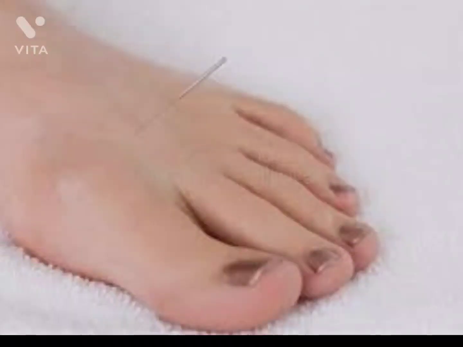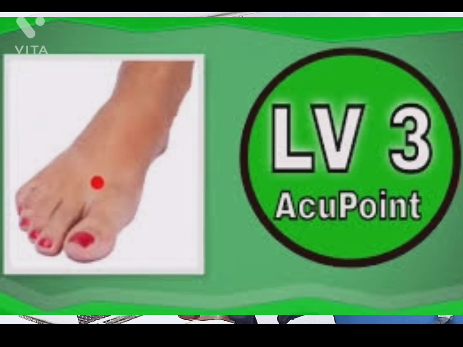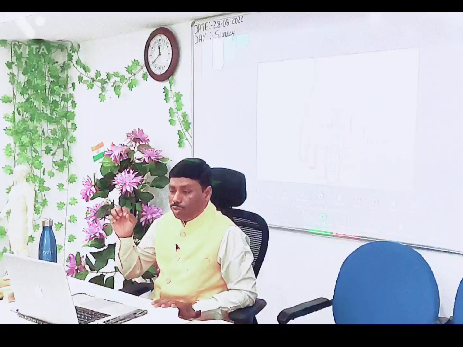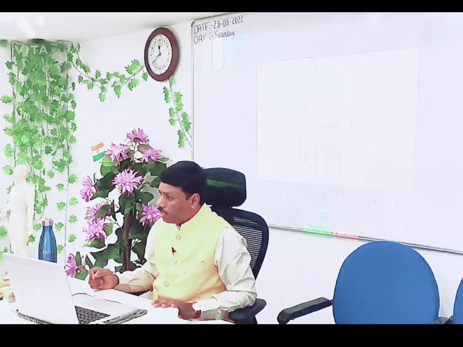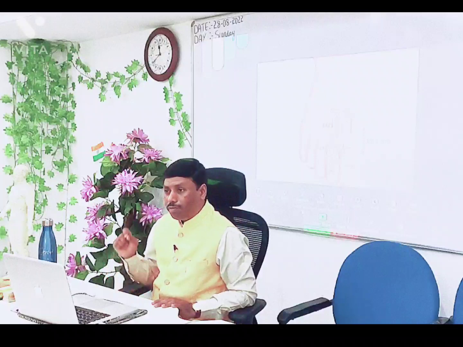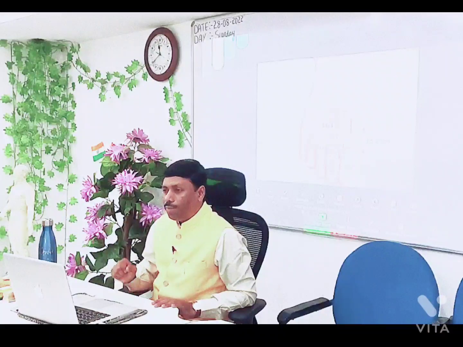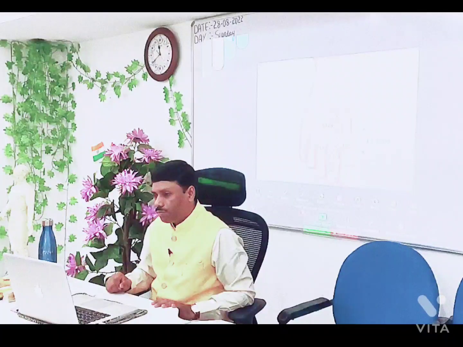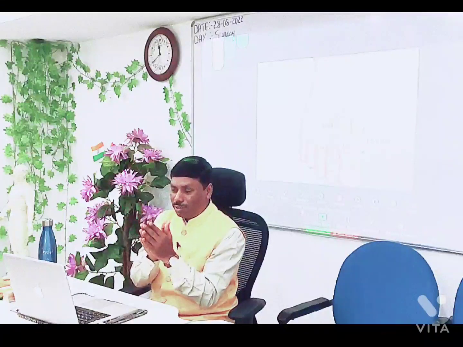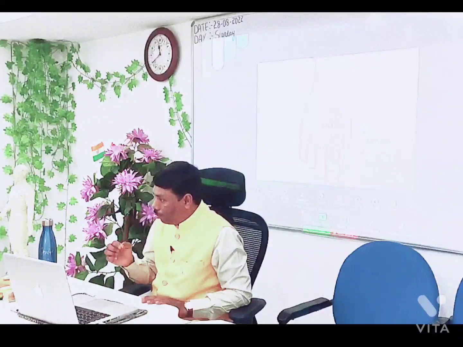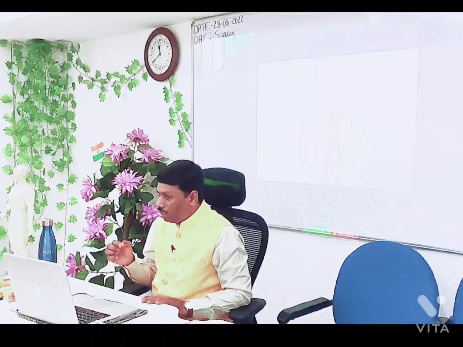Now we are talking about the liver 3, which is Tai Chung. Liver 3 is nearly 2 chun proximal to the web margin between the first and second toe, at the junction of the metatarsal bones. Where is it? You look at the image, midway between the great toe and the second toe, in the hollow depression next to the metatarsal bones.